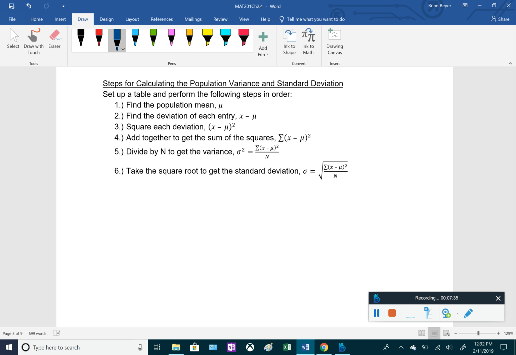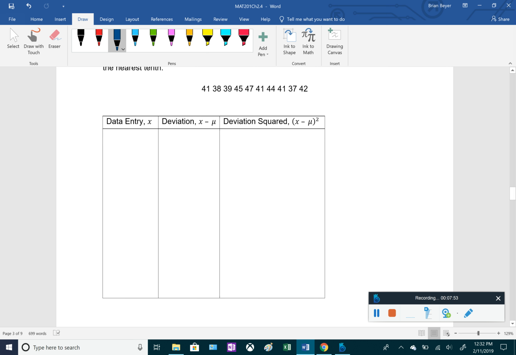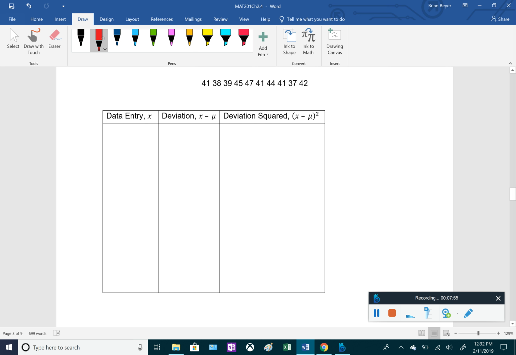So let's do this example. Let's find the population variance and standard deviation for the data set, and let's round the mean to the nearest tenth. Okay, so step 1, let's find the mean. This is actually our data set from before. We calculated the mean and said it was 41.5. So I'm just going to pause it real quick and fill in all of the data entries and deviations just because we already did it. And that's what we had for all the data entries listed out, and then all of the deviations for those data entries.